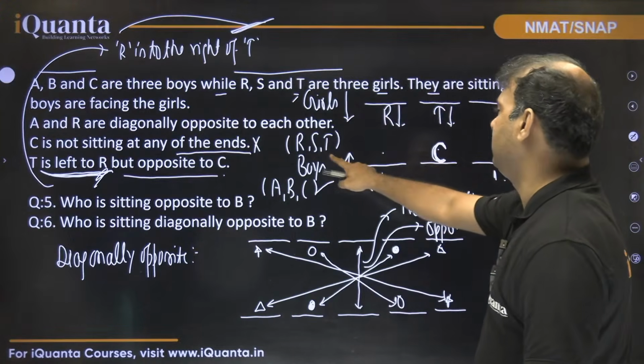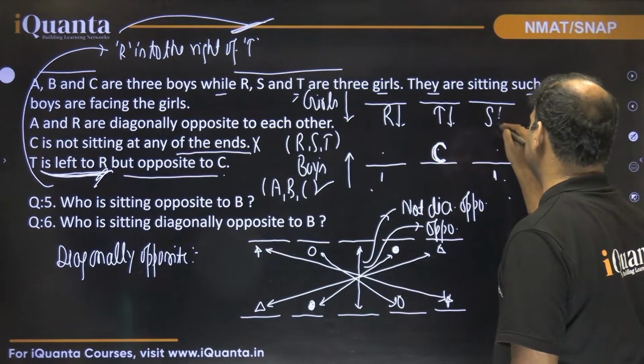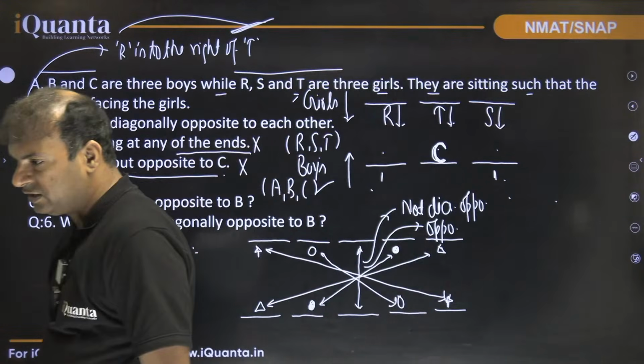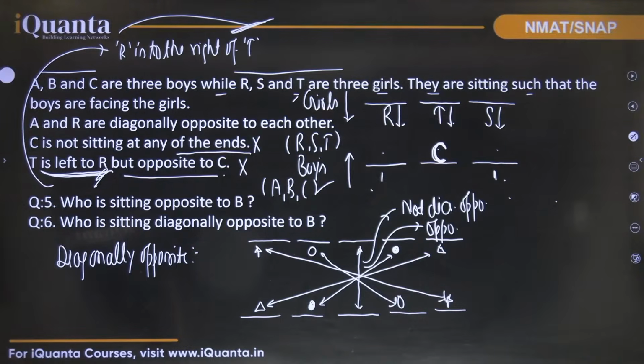Only one girl is left, S, and only one place is left, so this should be the place of S as well. Simple. So this is how we use the third point as well. I hope this is going clear, right? Yes, if you're facing any problem, you can write in the chat. I will immediately try to reply.